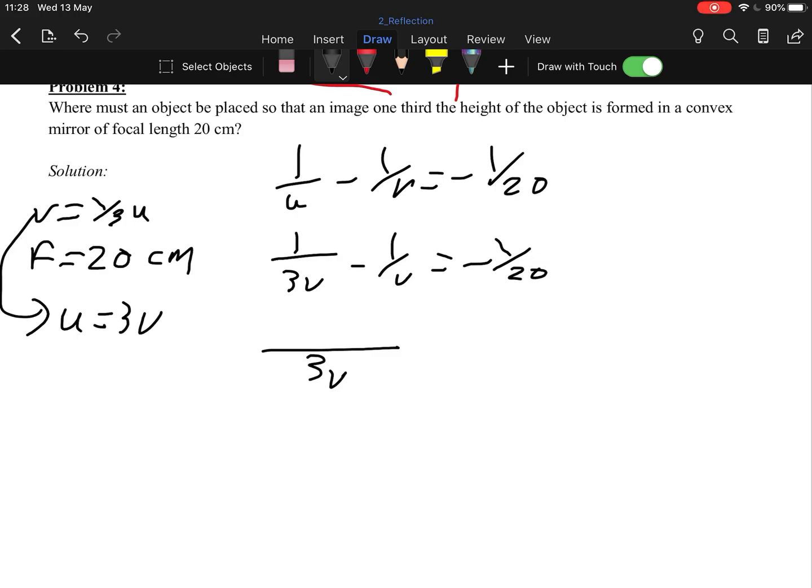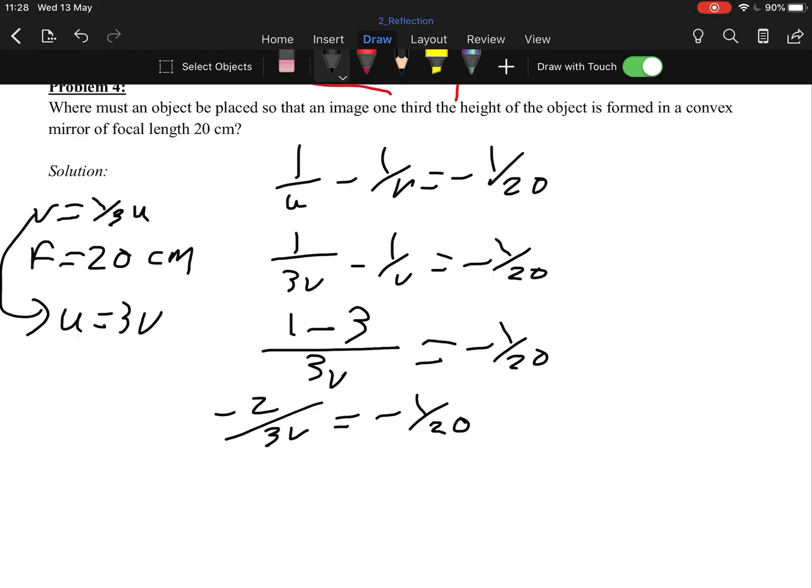Yeah, so 3v goes into 3v once, minus 3, okay? That becomes minus 1 over 20. So that becomes minus 2 over 3v equals minus 1 over 20. Yes, I divided across by 20. Yeah, there we go. I don't know why I did that. So I bring the 3v up. That becomes minus 2. Actually, do you know what? Get rid of the minuses here. No, that was a silly mistake.